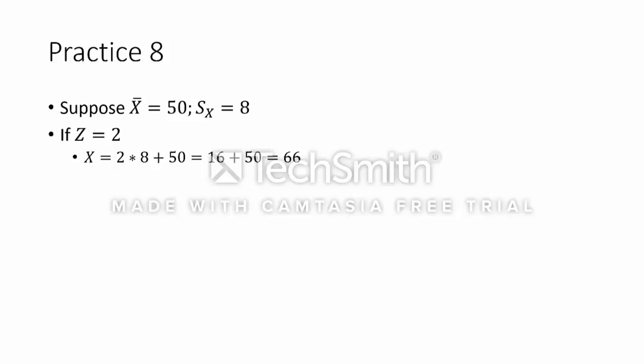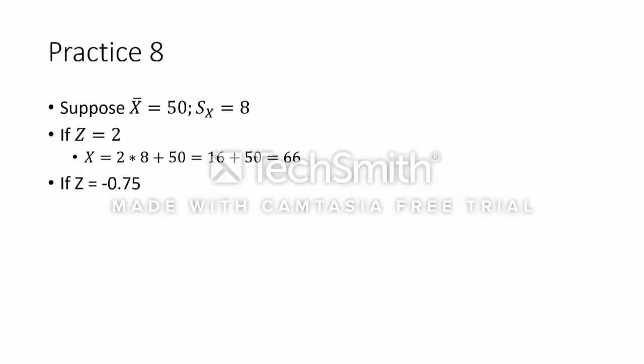Let's practice one last time. Let's suppose we have a distribution of scores where the mean is 50 and the standard deviation is 8. Also, let's say we want to find the score that has a z-score of 2. That is, we want the x value that is 2 whole standard deviations above the mean. Therefore, x is equal to 2 times 8, which is 16, plus 50, which gives us 66.